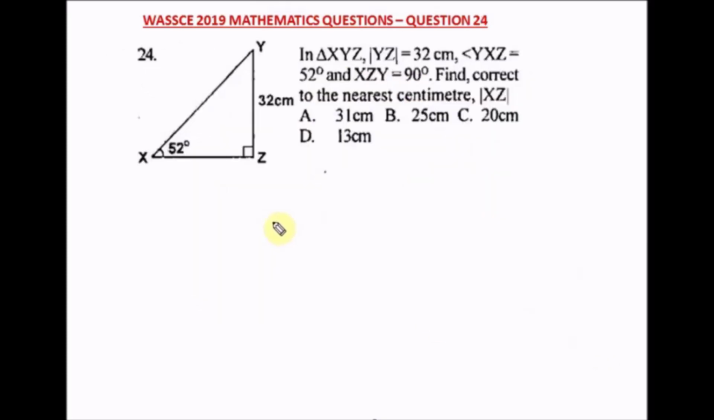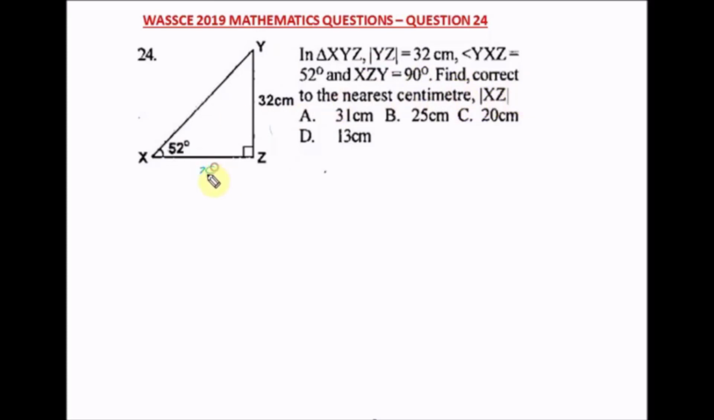Question 24 of the WAEC 2019 Mathematics Past Question. That's your WAEC 2019 Maths Past Question. It says you have this diagram in triangle XYZ. YZ is 32 centimeters. Angle YXZ is 52 degrees, and angle XZY is 90 degrees. Find, correct to the nearest centimeter, XZ.